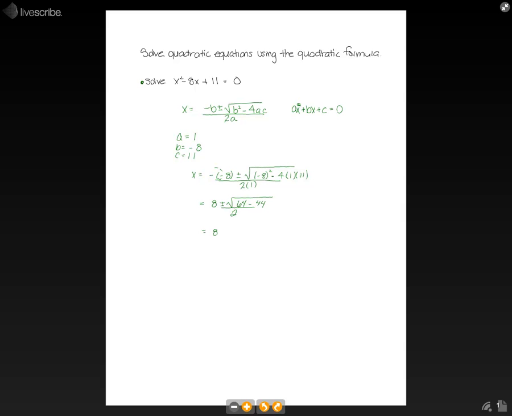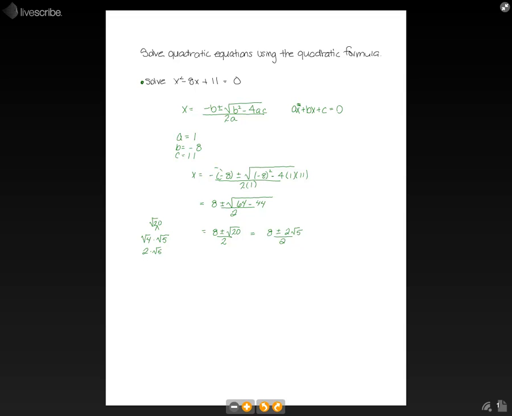This equals 8 plus or minus the square root of 20, all over 2. The square root of 20 we can reduce by looking at its factors. The square root of 20 can be broken down into the square root of 4 times the square root of 5. And we know that the square root of 4 can be broken into 2 times the square root of 5 left over from the 20. So that means that this equals 8 plus or minus 2 square root 5, all over 2.